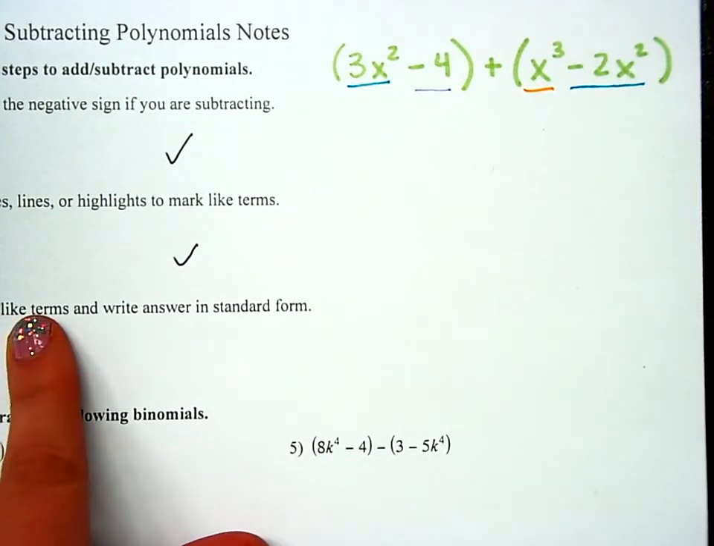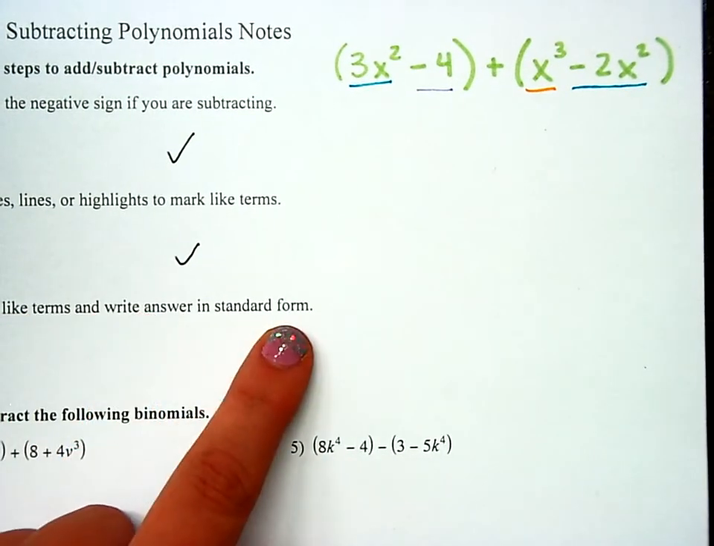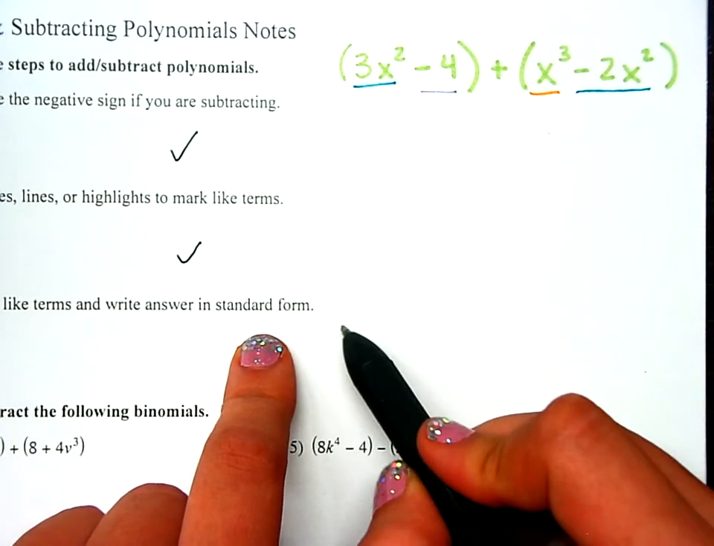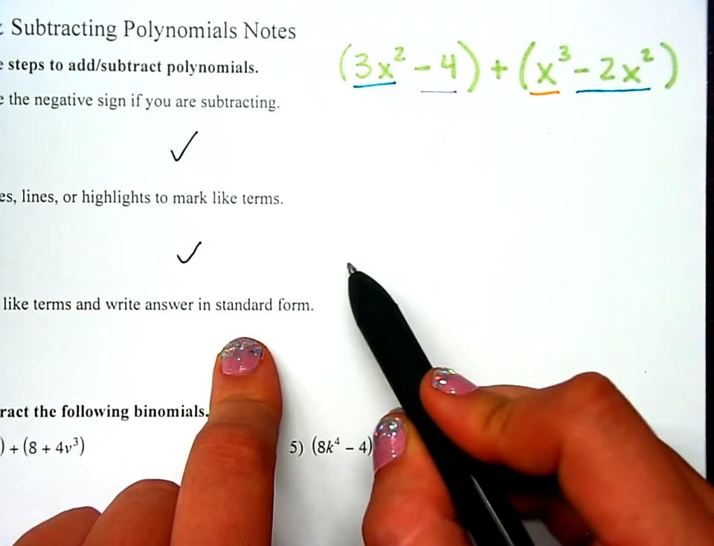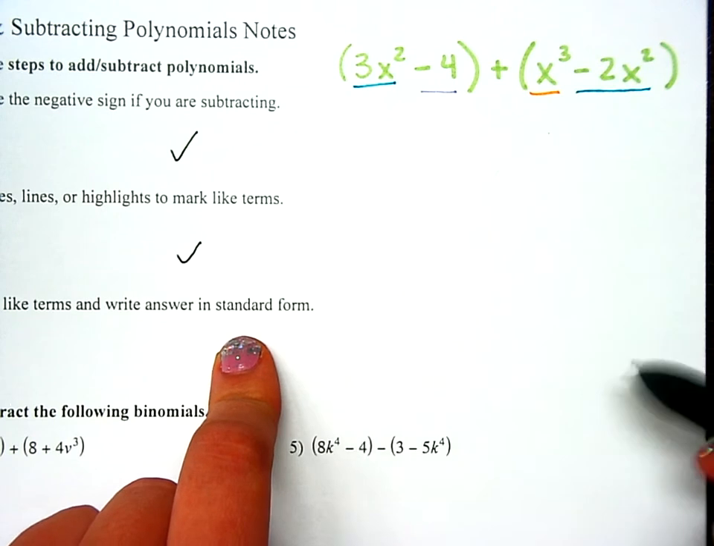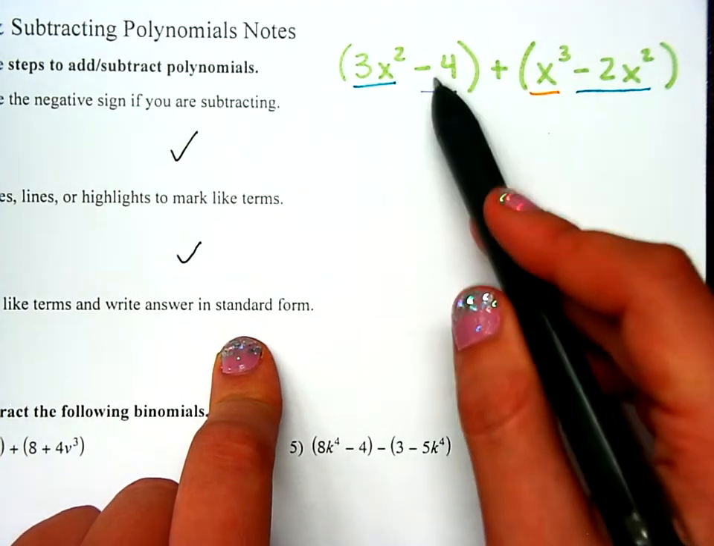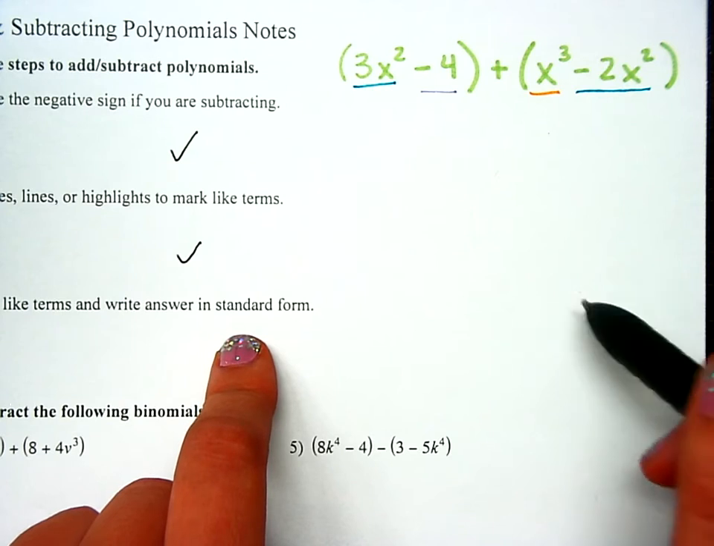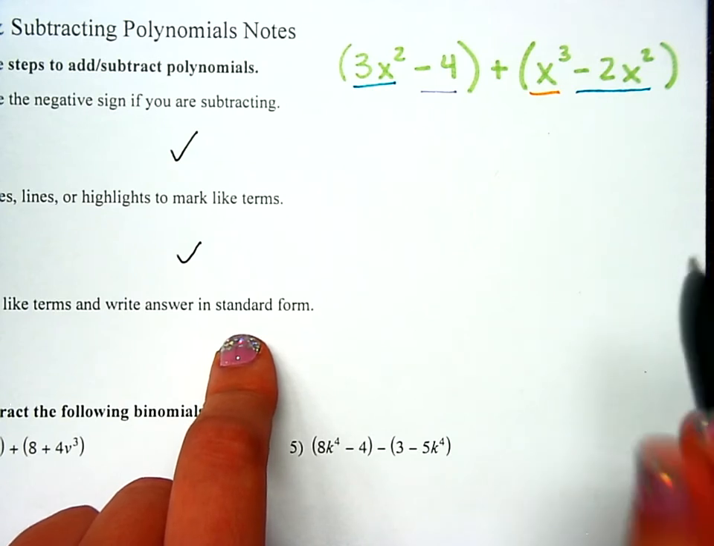So it says combine like terms and write your answer in standard form. So really what I mean here is you're going to write your answer so that your first term has the highest value exponent, and then your last term is either a constant like this or just the variable with the lowest or least value for the exponent.